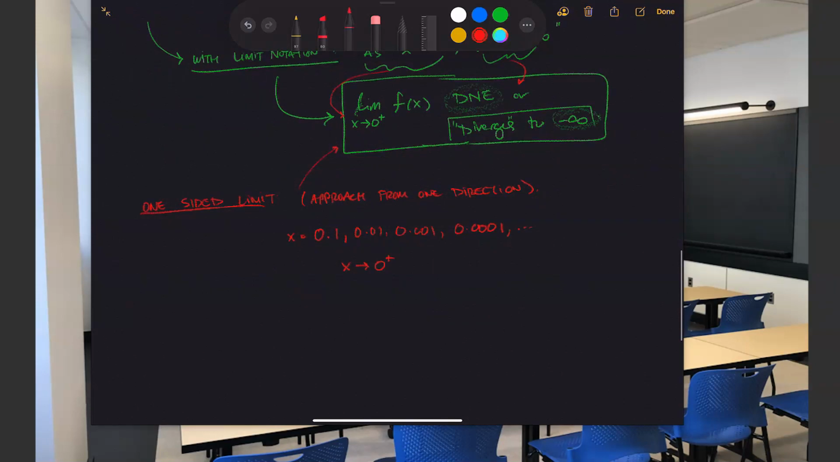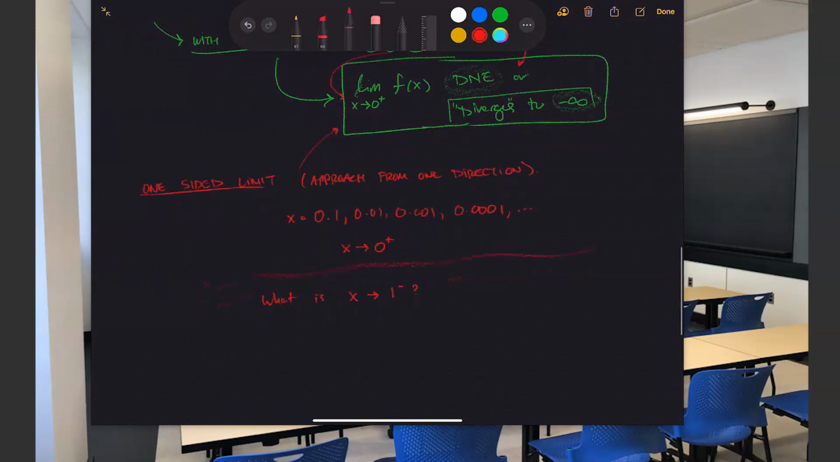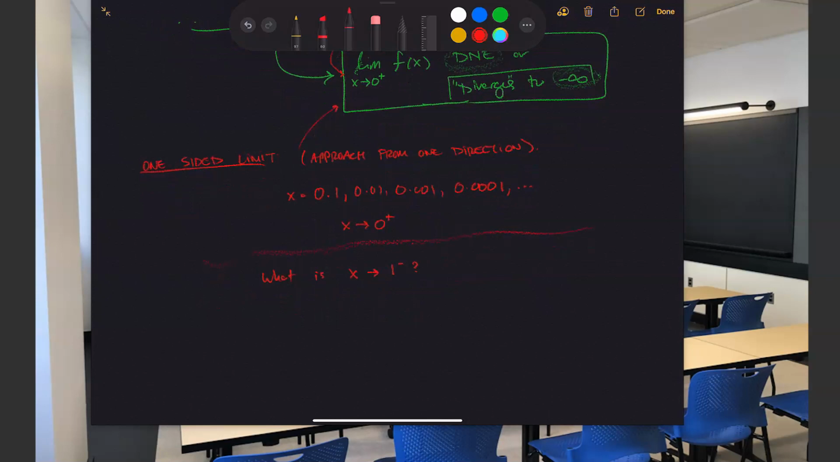So while we're here, what would it look like to say x approaching 1 from the left? So what's a number that's smaller than 1, but we can get closer and closer to 1 without actually hitting it? So we might start at like x equals 0.9, 0.99, 0.999, something like this.